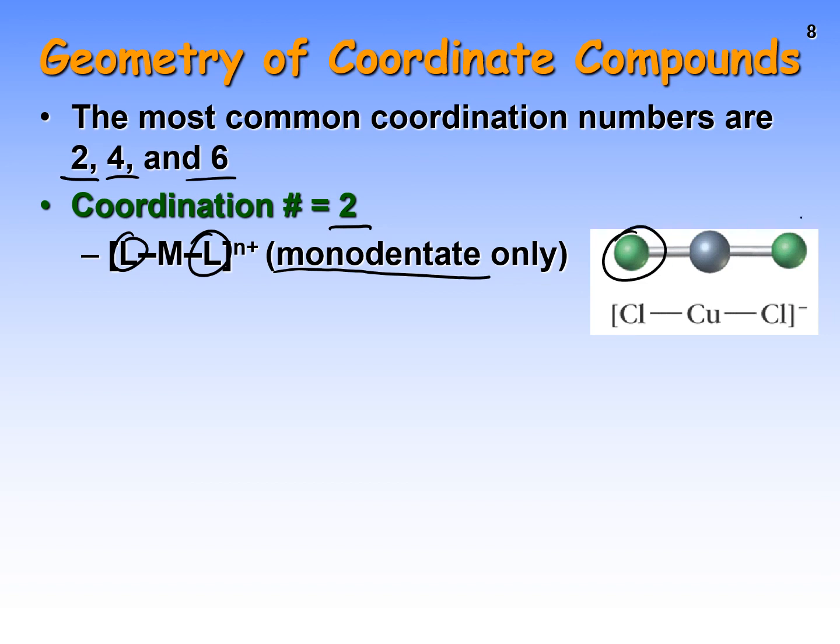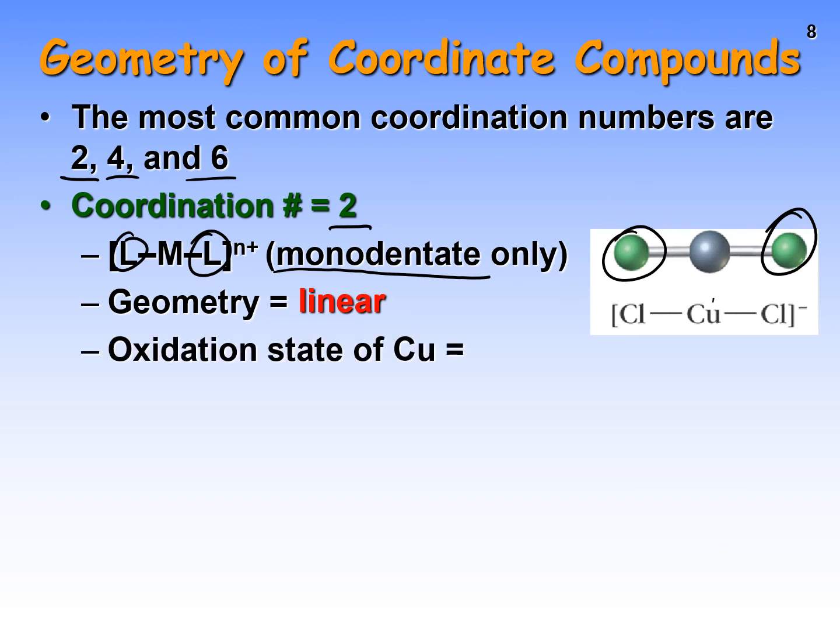It could be the same ligand, like this one, or it could be 2 different ligands. But the shape of this is only one possible answer. In coordination 2, we only have linear substances, or linear coordination compounds. In this case, we can also figure out what the oxidation number is on this Cu.